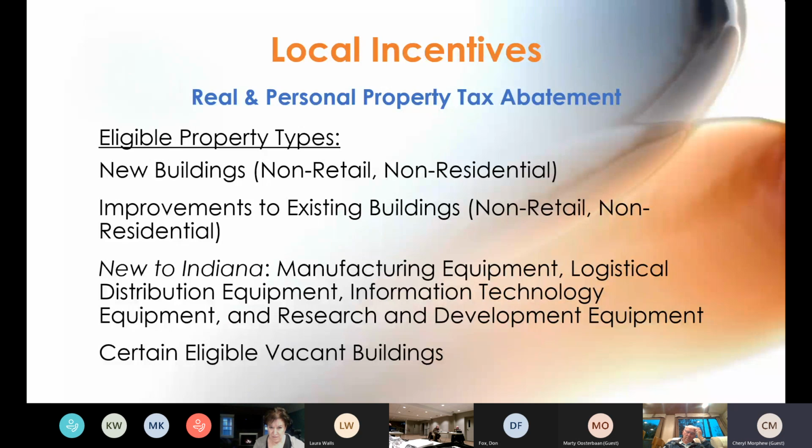I wouldn't say it's common practice. It does get used on a fairly regular basis, but generally it's for pretty competitive projects. I mean, if you're abating 100% for all 10 years, you're getting no tax revenue as a result.